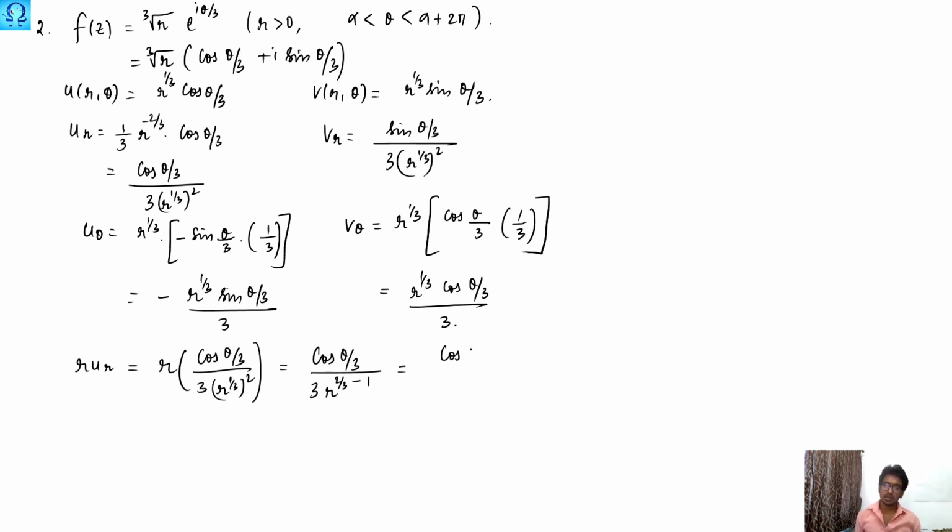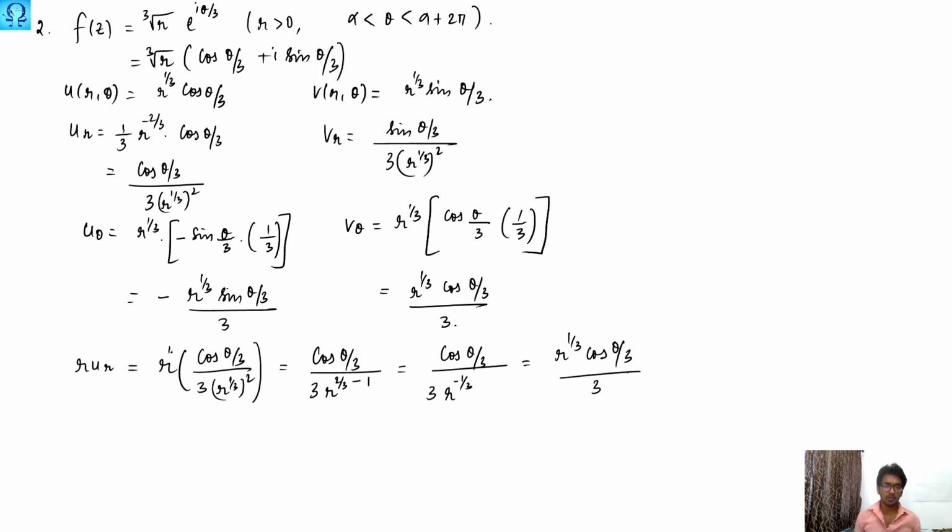So cosine theta upon 3 divided by 3, 2 upon 3 minus 1 becomes r to the power minus 1 upon 3. So in the denominator we have minus, so when you bring that to the numerator, that becomes r to the power 1 upon 3 cosine theta upon 3 divided by 3. So this is one way of doing it.